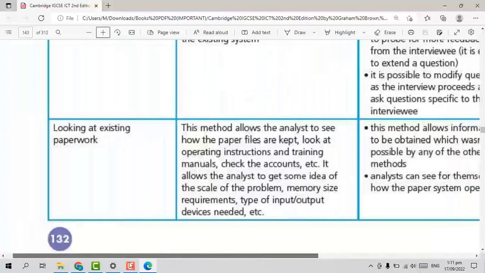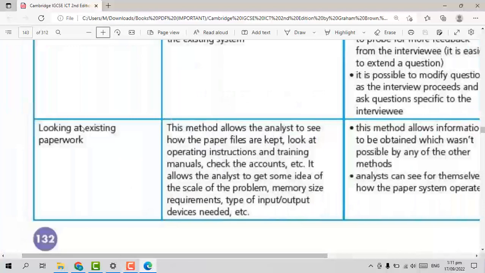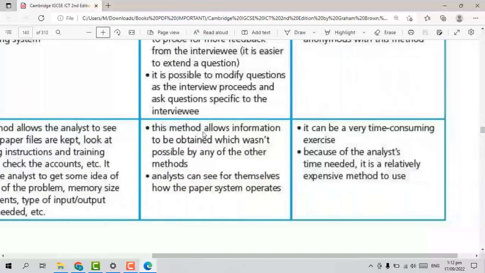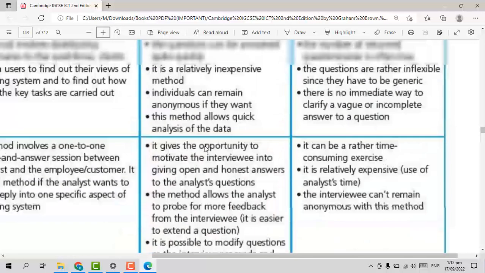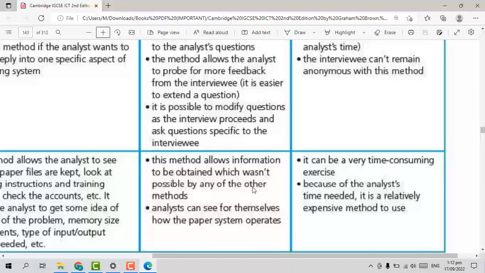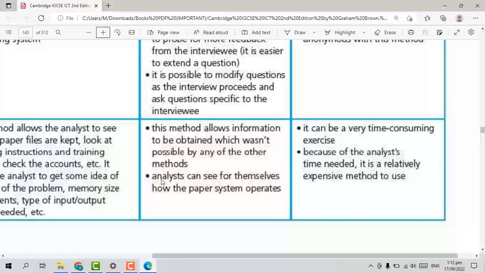The last tool that the system analysts use is looking at existing paperwork. All right, let's get into the advantages. This method allows information to be obtained which wasn't possible by any of the other methods. Well, we can get information with this method that we couldn't get with the other three methods: interviews, questionnaires, and observation. Now, the next advantage is that analysts can see for themselves how the paper system operates. You can actually see the papers, you can actually see the system.